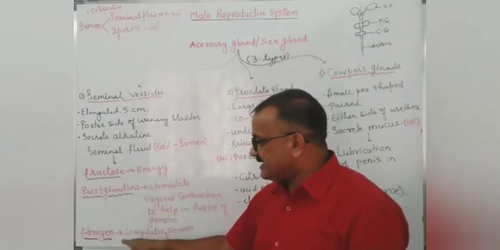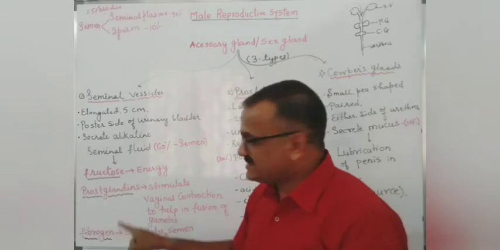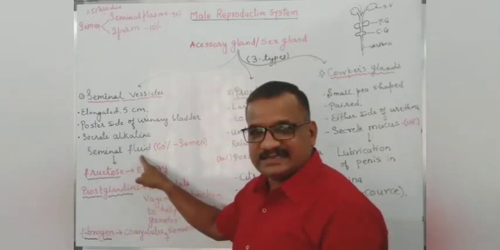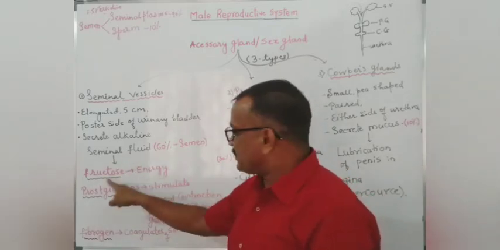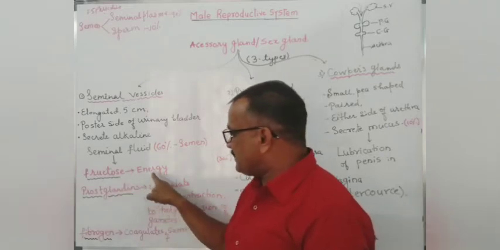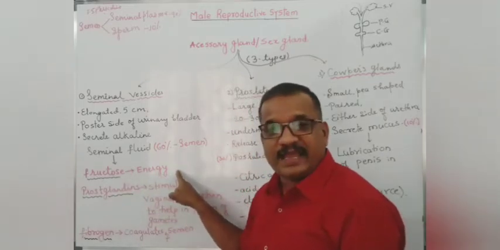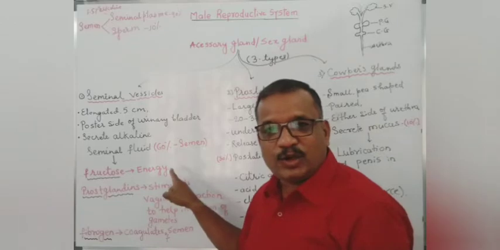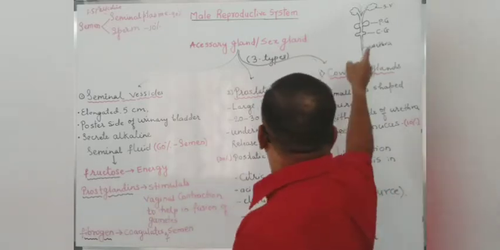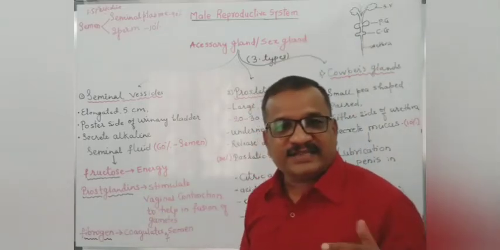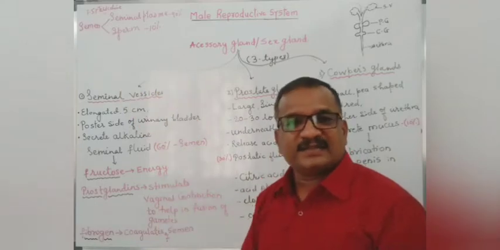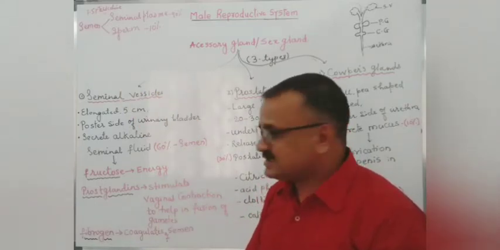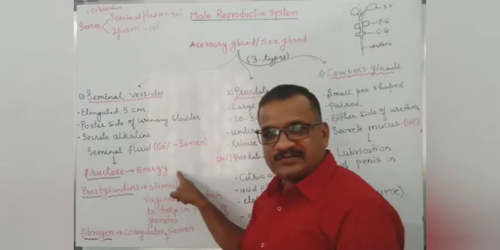These three things are present in the seminal fluid. Fructose is present. Fructose will provide energy for the mobility of sperm, which is coming from the vasa deferentia to different parts of the male reproductive organs. So this fructose will provide energy for the sperm.